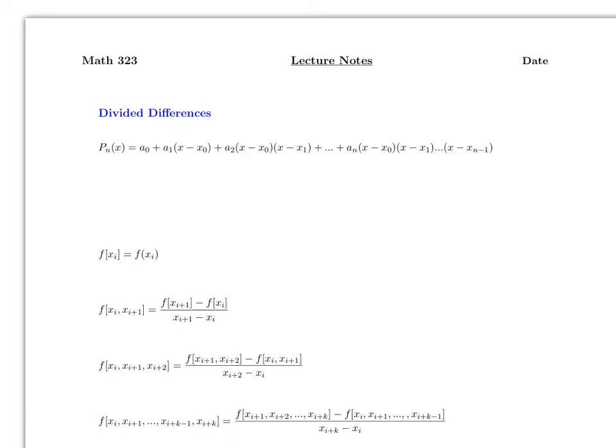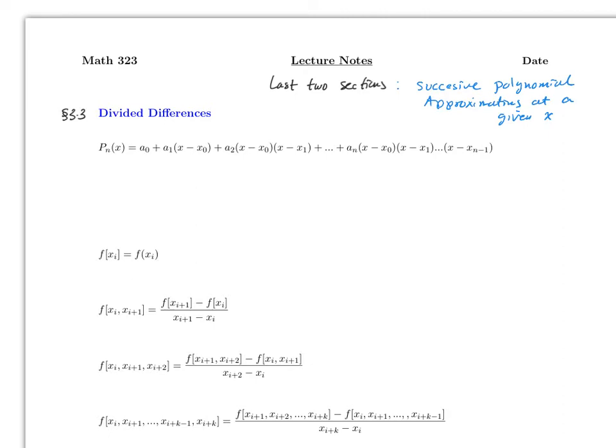Now before we go to section 3.3, which is called divided differences, let me refresh your memory on what we have done so far. In the last two sections, what we have done was to find successive polynomial approximations at a given point. Okay, so at a given x or a given point.